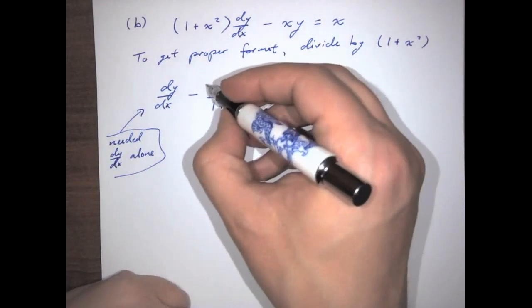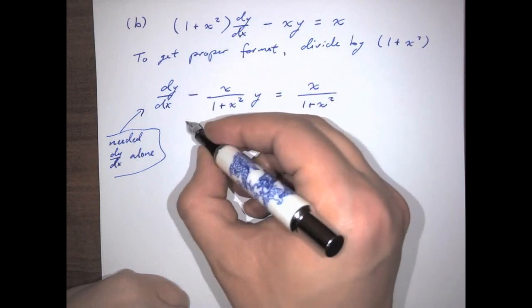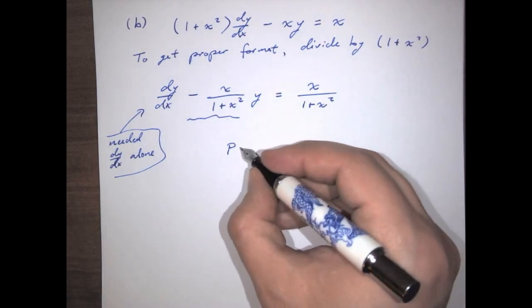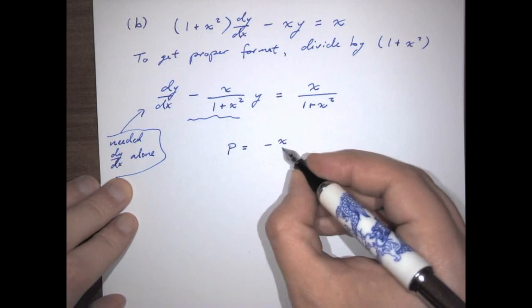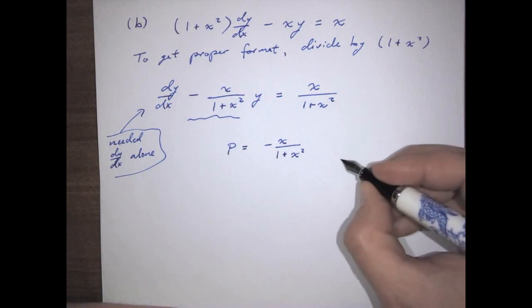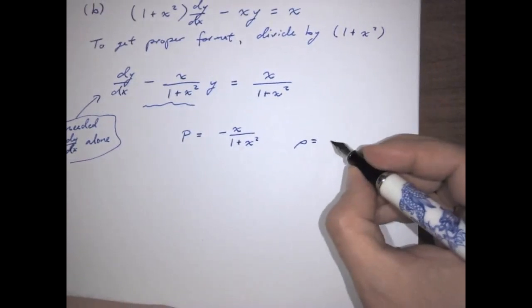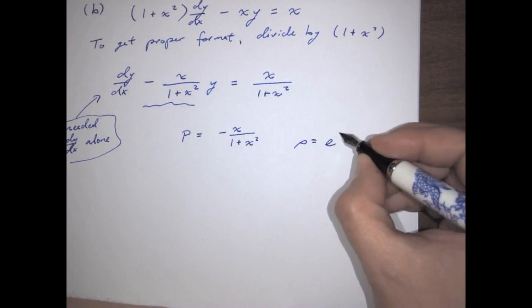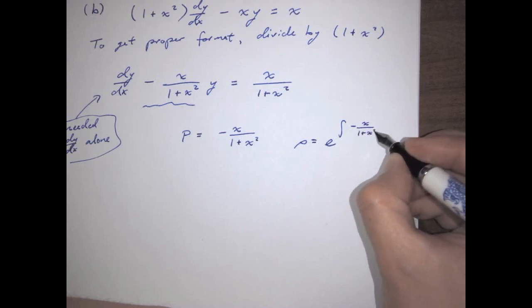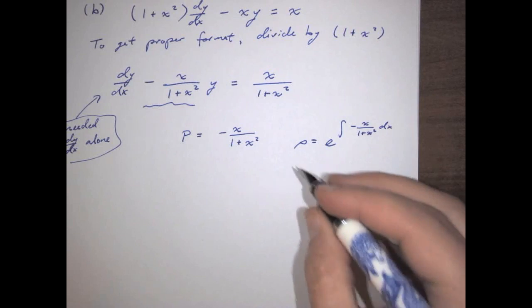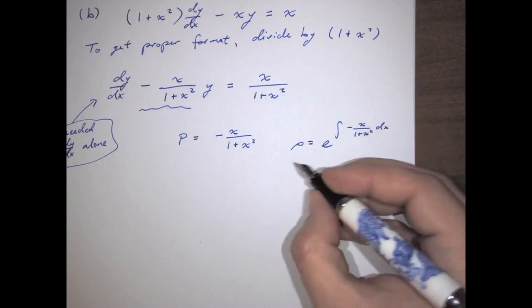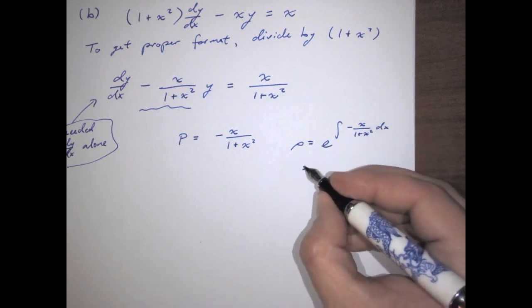Okay, well now that we have this, we can now make our judgments, and so here we can say that p is equal to negative x over 1 plus x squared, and that's going to mean that rho is equal to e to the power of the integral of negative x over 1 plus x squared dx, which then is going to be the same if we do a little bit of cleanup here, and I can use the alternate notation.